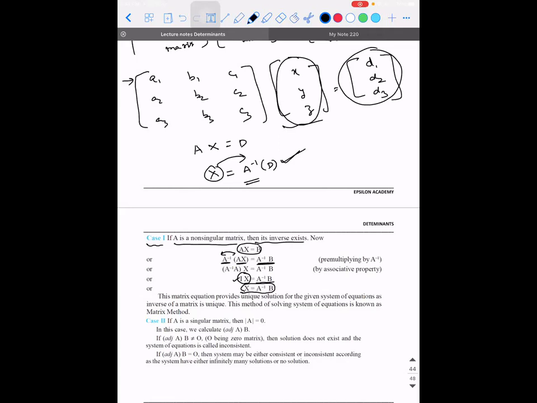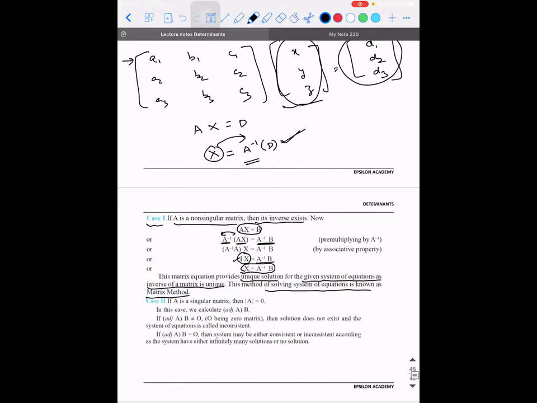Okay. So this matrix equation provides a unique solution for the given system of equations as the inverse of the matrix is unique. So this method of solving system of equations is known as the matrix method. Actually, you can do it using basic algebra also. But here we are trying to use the matrix method. We are learning a new method. That's it. It's a tool.